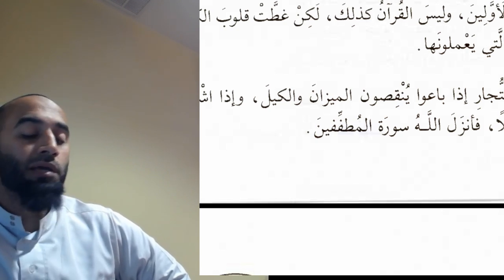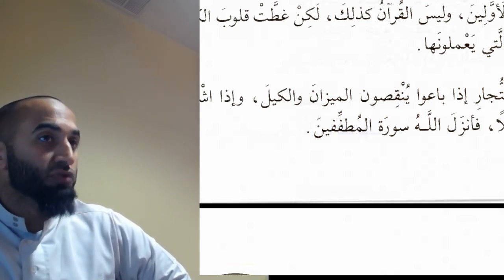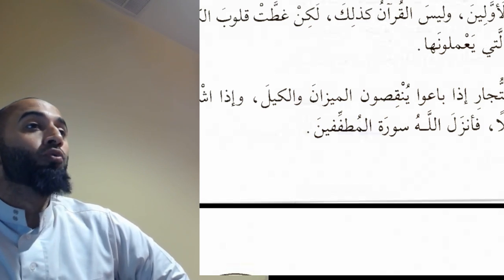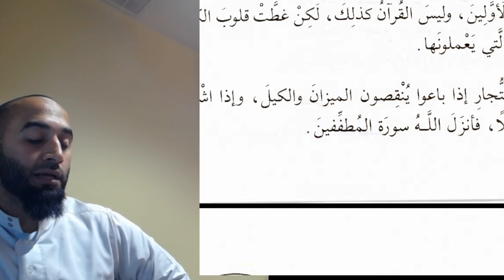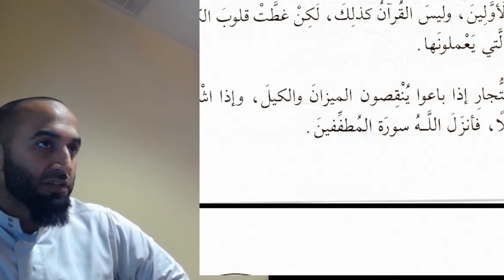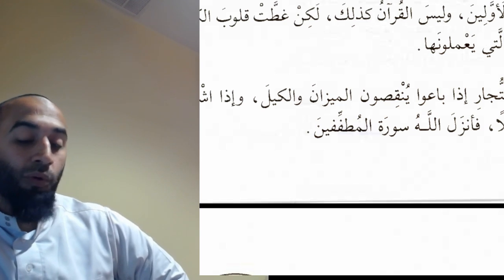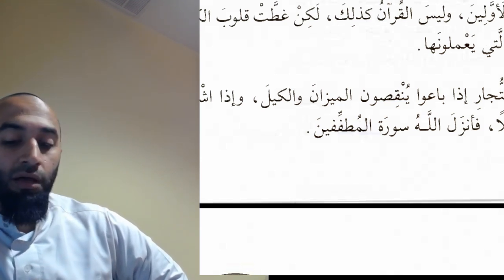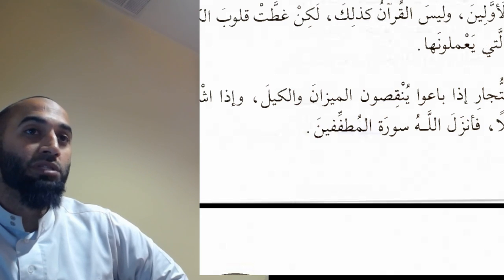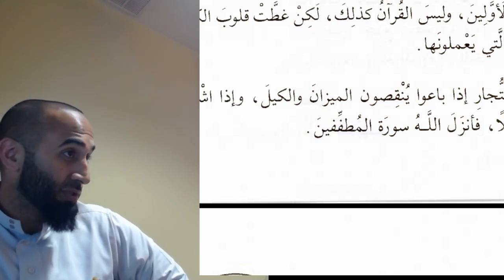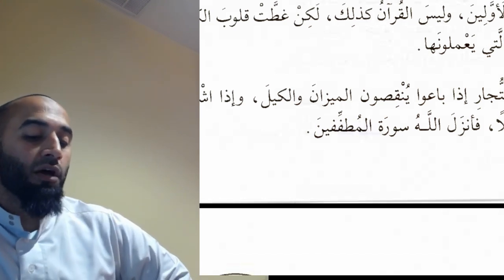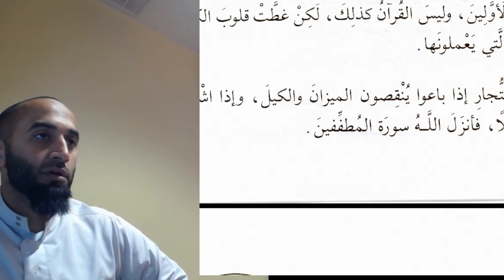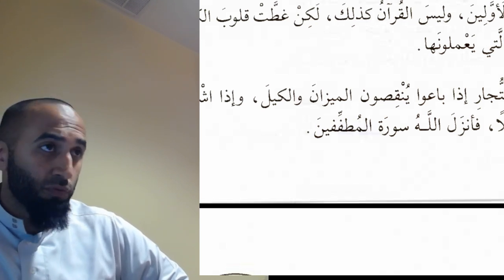So it's talking about why this surah was revealed. It says وَكَانَ بَعْضُ التُّجَّارِ, and some of the merchants, some of the tradesmen, إِذَا باعوا, when they used to sell, يُنْقِصُونَ الْمِيزَانَ وَالْكَيْلَ, they would make deficient the weight and the measure. وَإِذَا اشْتَرَوْا, and when they would buy, أَخَذُوا حَقَّهُمْ كَامِلًا, they would take their haqq, their right, completely. فأنزل الله سورة المطففين. So Allah sent down Surah al-Mutaffifin. Did you understand? Yes? Okay, one more time.